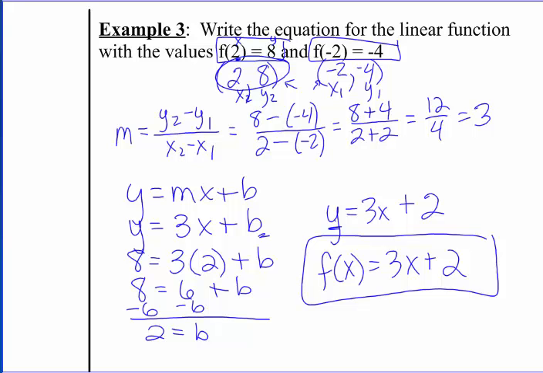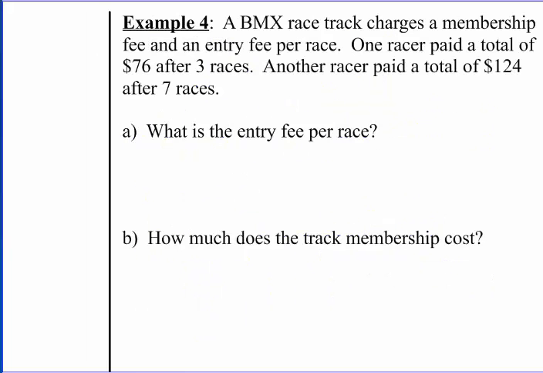Next, we're going to take a look at an application. So we have a BMX racetrack that charges a membership fee and an entry fee per race. So remember that per part. That was a key word. We've talked about that before. One racer paid a total of $76 after 3 races. Another racer paid a total of $124 after 7 races.